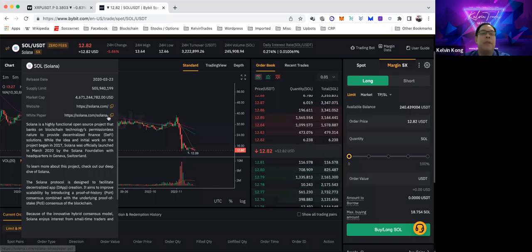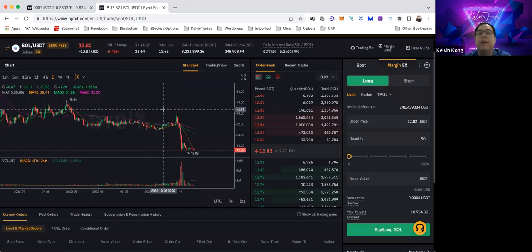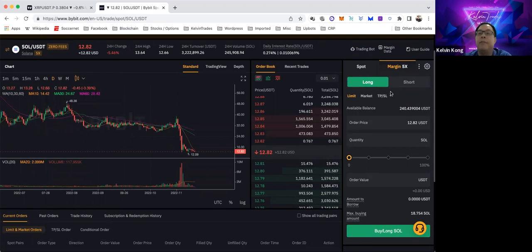For those of you who have attended my crypto fundamentals and investment workshop, you will know that the white paper is very important. It's something that you need to go through, you need to read in order to understand more about the project. I won't go into details today. So this is where you can buy and sell your coin. So where to buy and sell over here?